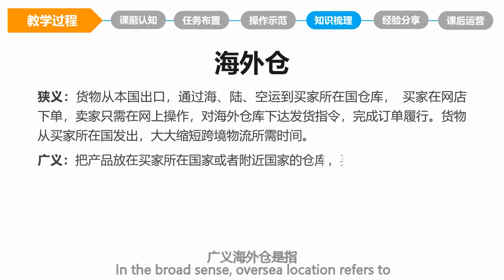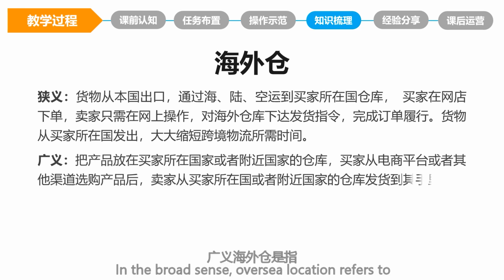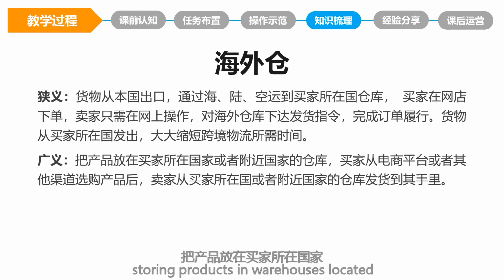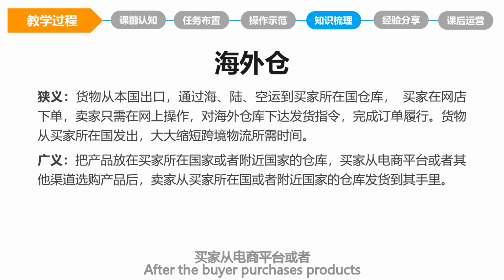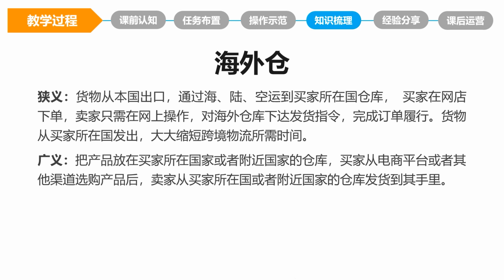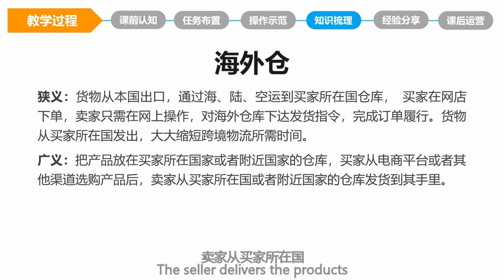In the broad sense, overseas location refers to storing products in warehouses located in the buyer's country or nearby countries. After the buyer purchases products from an e-commerce platform or other channels, the seller delivers the products from a warehouse in the buyer's country or nearby country to buyers.